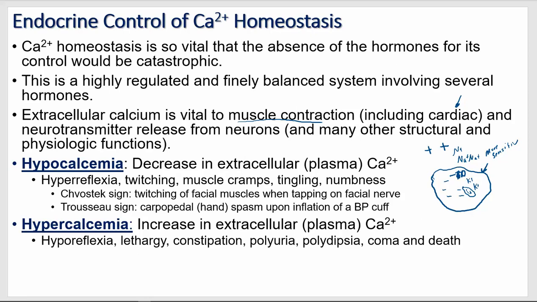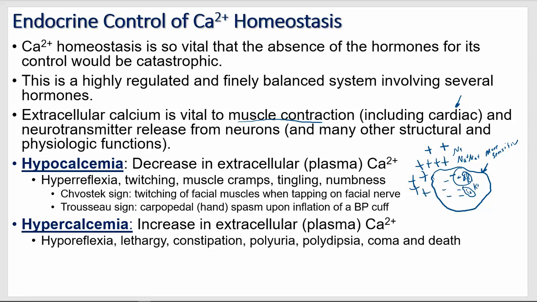Hypercalcemia is going to be the opposite. Too much calcium means you're increasing the positive, which is going to make it harder to depolarize the cell. So now, because you've got more positive on the outside, this might be minus 80 on the inside. And that's going to make it harder.